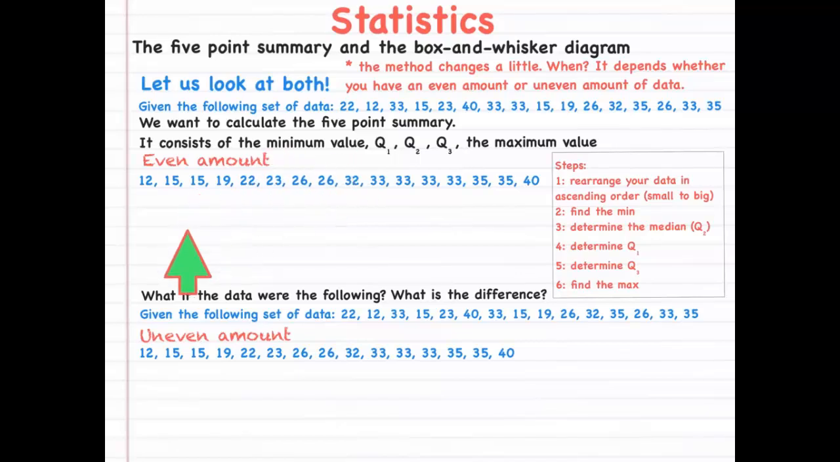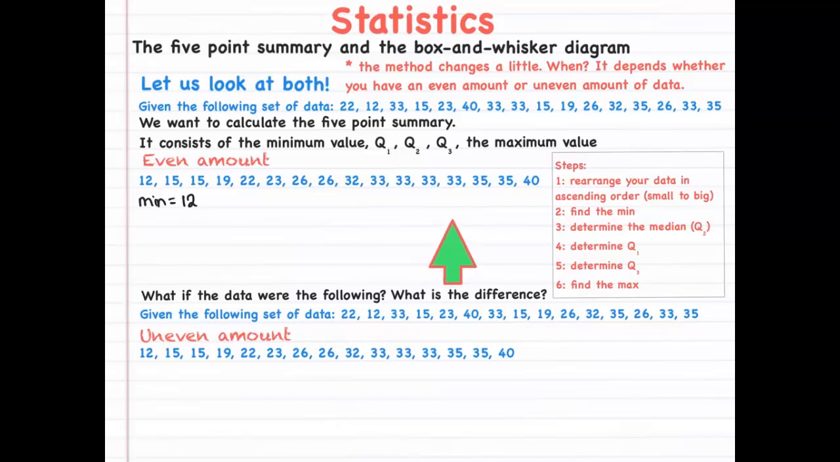The minimum value is very easy to find because the minimum value is the smallest number in our data set, which will be the 12. Okay, great. So the minimum value is 12. Now we have to go and calculate Q2, which is our median. Okay, because we want to know where is the middle of this data set.